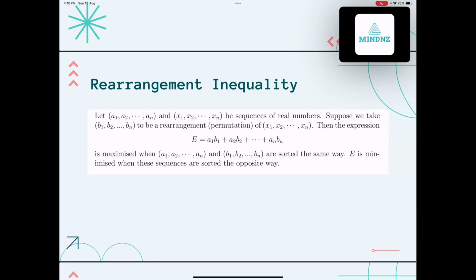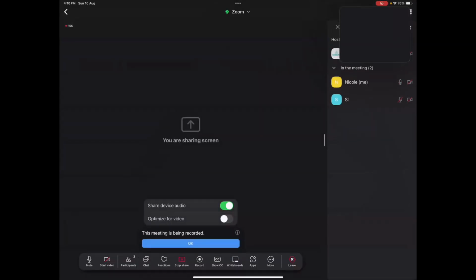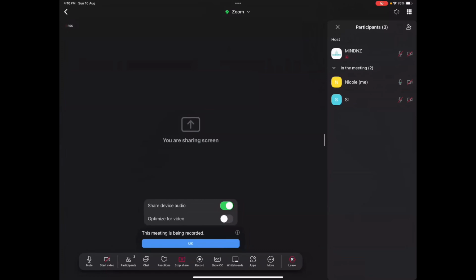On the other hand, if you wanted to find the minimal expression, then you would sort the sequences the opposite way. From one sequence you would multiply the largest number with the smallest number from the other sequence, and then you would reverse that order. Is that clear? Let me know if anyone has any questions. If not, let's just do a simple example. Hold on, I'll just open up a page in my notes so that we can give it a go.